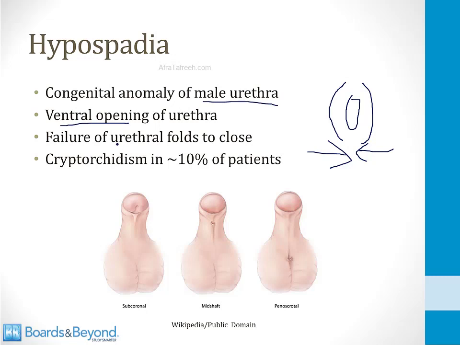It's caused by failure of the urethral folds to completely close, and these are some examples of hypospadias at the bottom of the screen here. And in about 10% of cases, when a male child is born with hypospadias, there is also cryptorchidism, which is failure of the testes to descend normally into the scrotum.